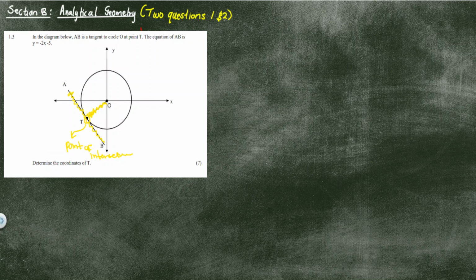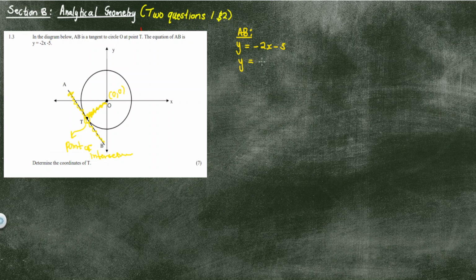Guess what? We do have a point along the line TO, 0 and 0. That's also considered a point. So in order to get the gradient for the line TO, ngizosebenzisa the gradient of line AB. So line AB has the following equation: y is equal to minus 2x minus 5.